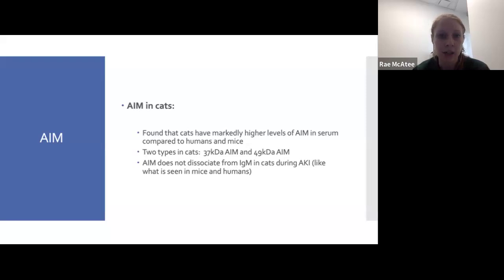They also talk about how AIM doesn't dissociate from IgM in cats during AKI like what is seen in mice and humans, and could that contribute to progressive renal decline? When there is an AKI, AIM is supposed to dissociate from IgM and then accumulate in the urine, interact with KIM1 and the intraluminal debris, and promote clearance. And so when they looked at cats with AKI, there wasn't IgM free from AIM, and they suspect that there's higher binding affinity for feline AIM with IgM.